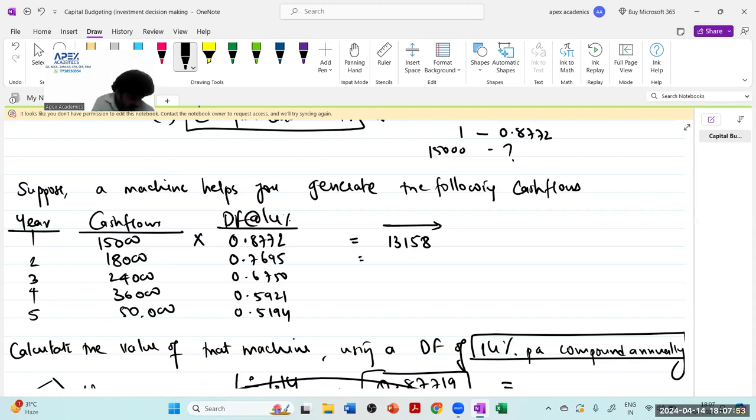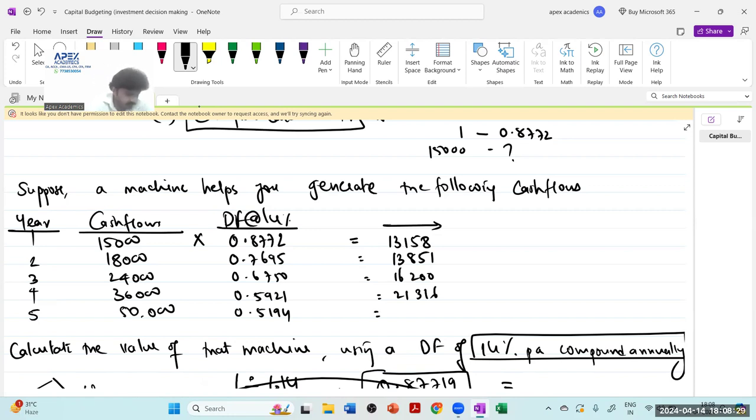13,158. Multiply 18,000 by 0.7695. What do you get? 13,851. Multiply 24,000 by 0.6750. What do you get? You will get 16,200. Multiply 36,000 by 0.5921. What will you get? 21,316. Is that correct? 36,000 multiplied by 0.5921. 21,316.